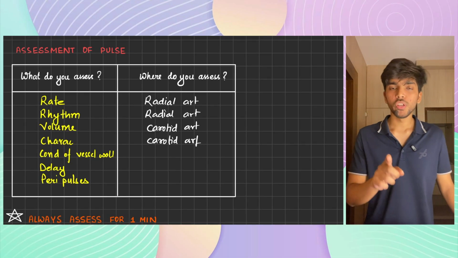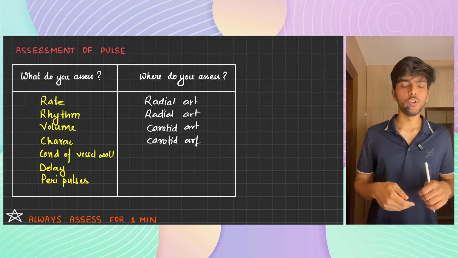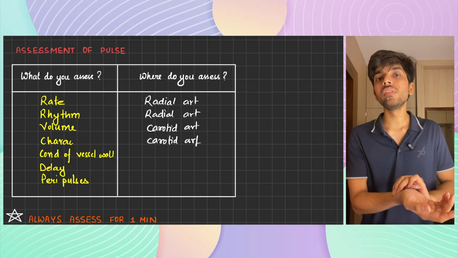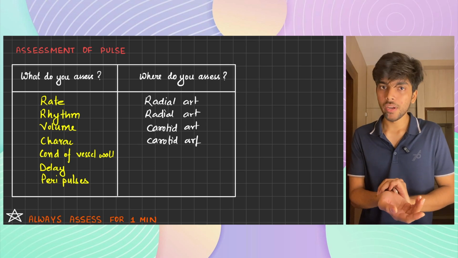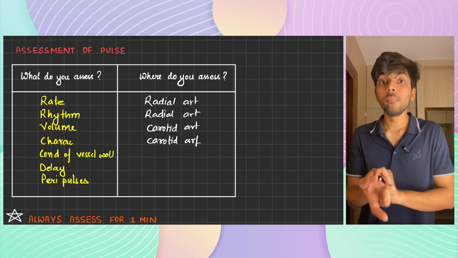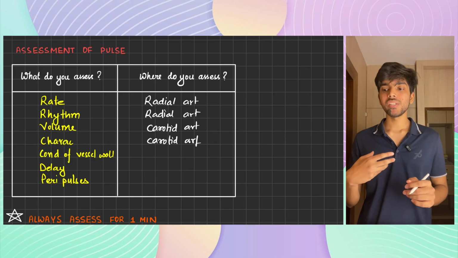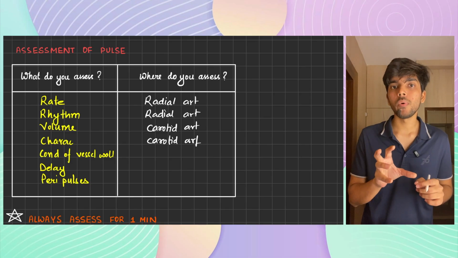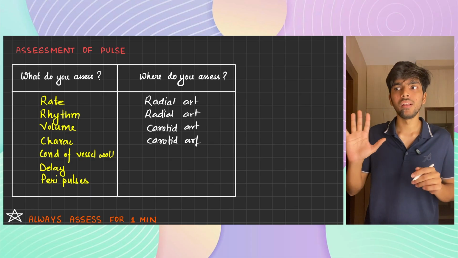While assessing pulse, you always need to assess it for 1 whole minute, and here's why. What do we normally do? We go and assess pulse for 15 seconds. We count the number of pulses in 15 seconds, multiply it by 4, and that will give you the pulse rate in 1 minute. But while doing so, you might miss out on the true rhythm of the pulse. For instance, let's say a patient has an irregular pulse, but the irregularity is only present in the last 15 seconds of 1 minute.